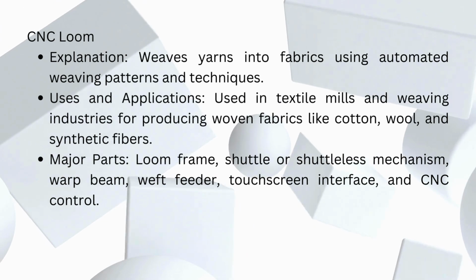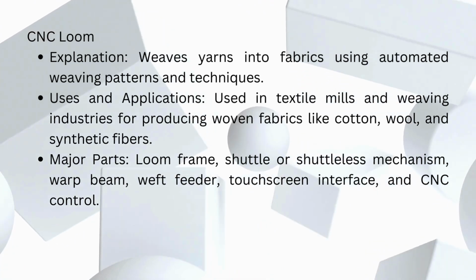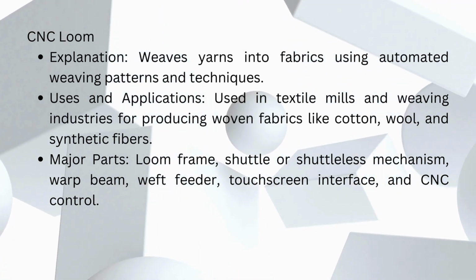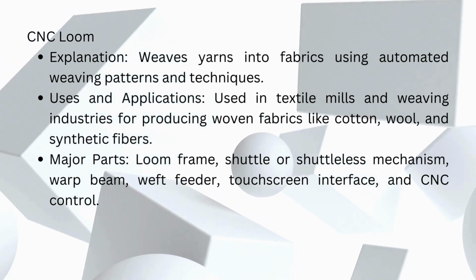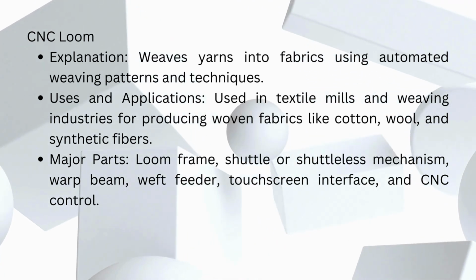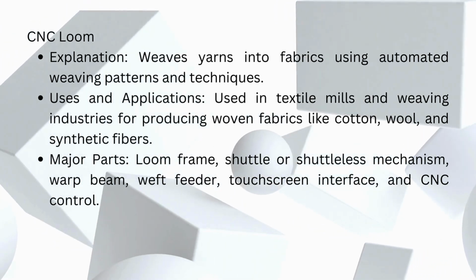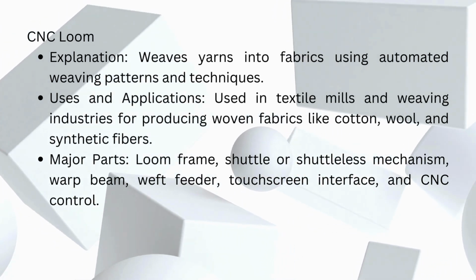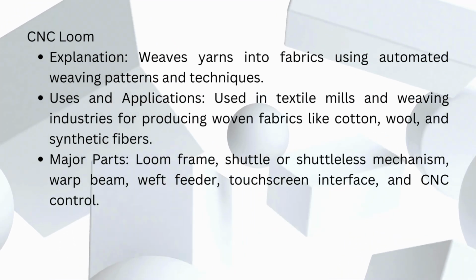CNC loom. Explanation: weaves yarns into fabrics using automated weaving patterns and techniques. Uses and applications: used in textile mills and weaving industries for producing woven fabrics like cotton, wool, and synthetic fibers. Major parts: loom frame, shuttle or shuttleless mechanism, warp beam, weft feeder, touchscreen interface, and CNC control.